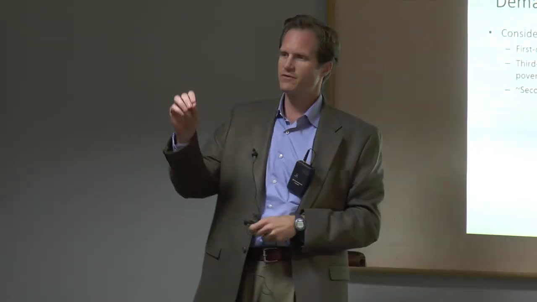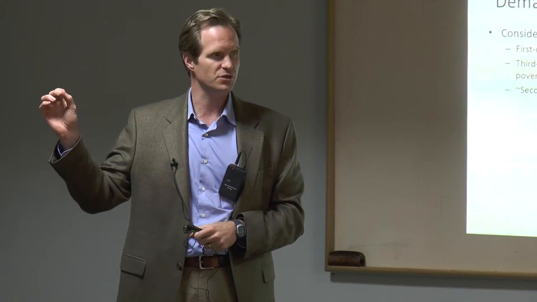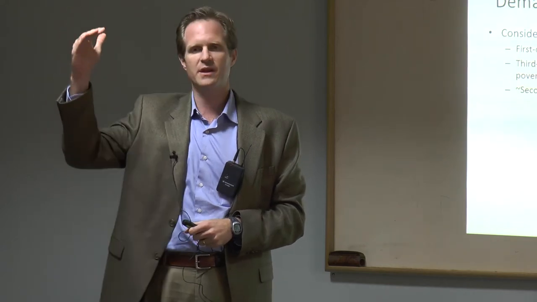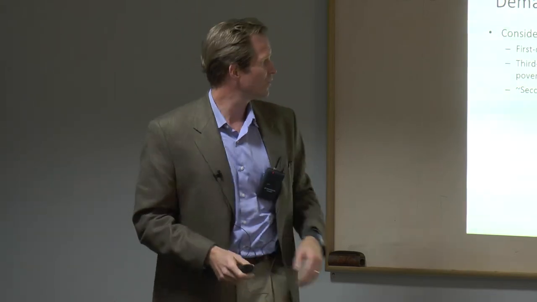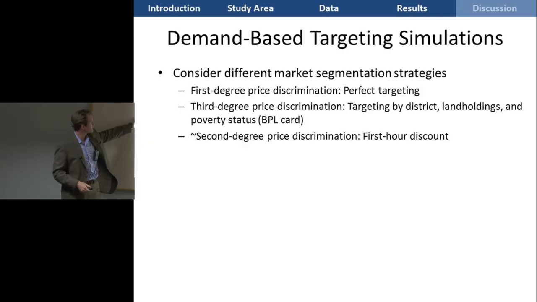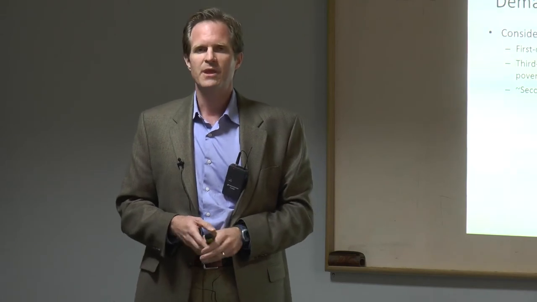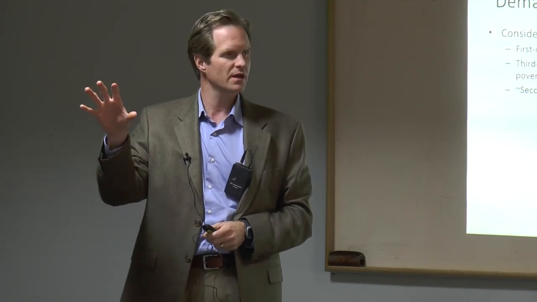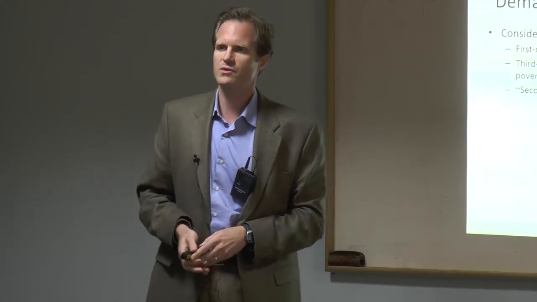What we get from the auction is a reservation price for each farmer for the value of the service. So we can just march down the demand curve and target perfectly, the way you would in first-degree price discrimination. The second set, which is the biggest set, is a set of third-degree price discrimination strategies. Third degree is where you're targeting on some observable characteristic. And we're doing that on three.